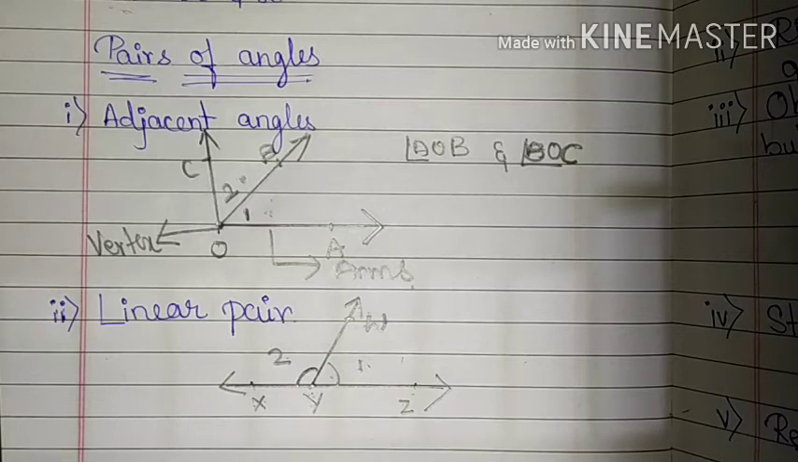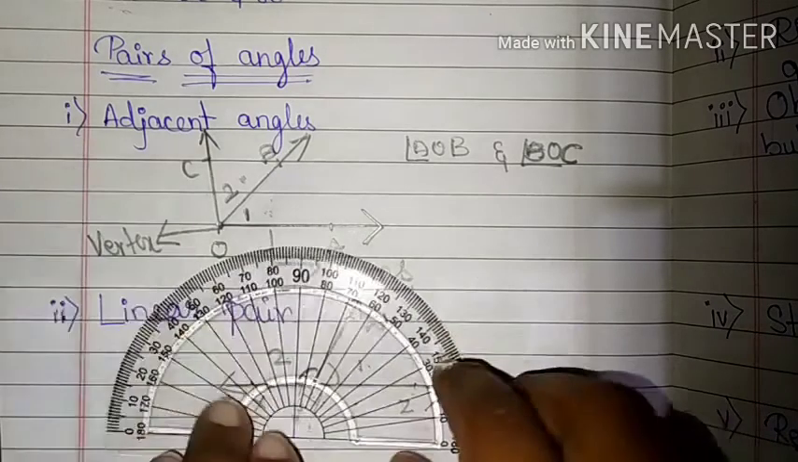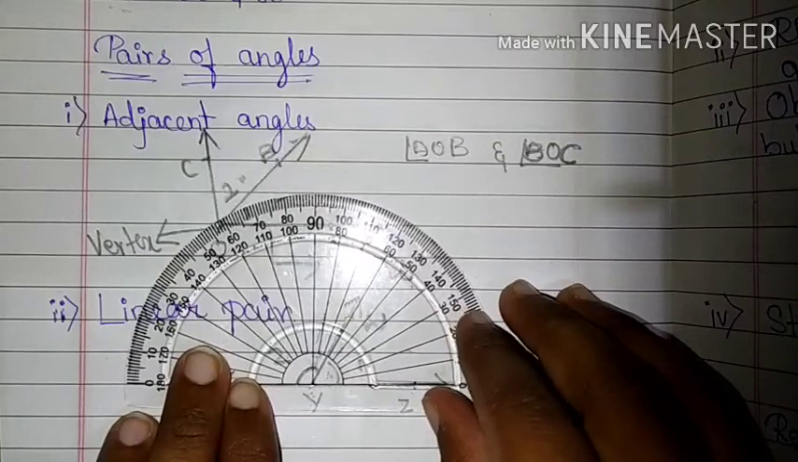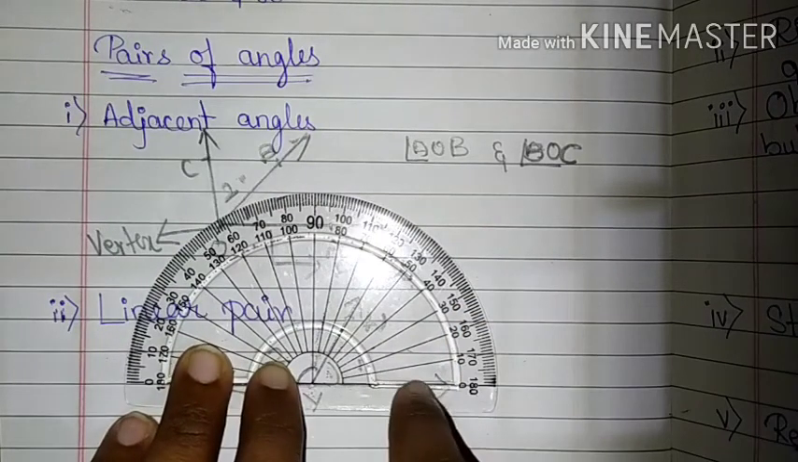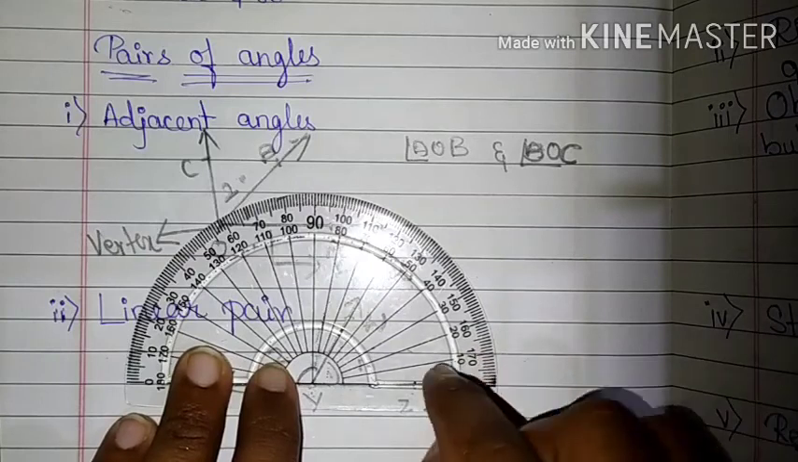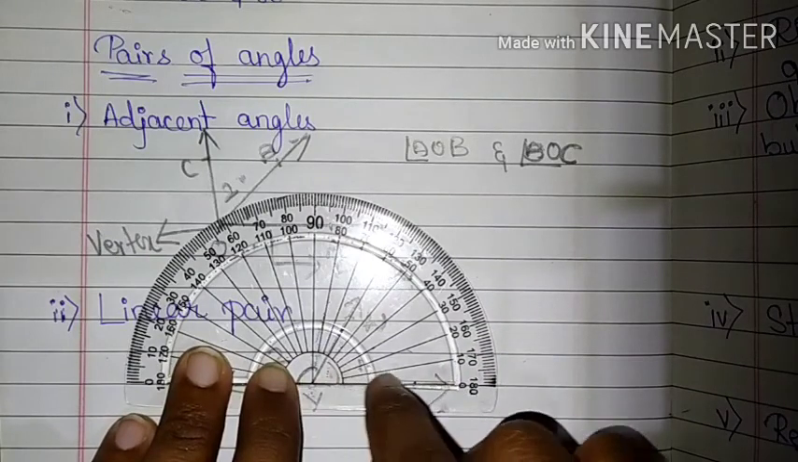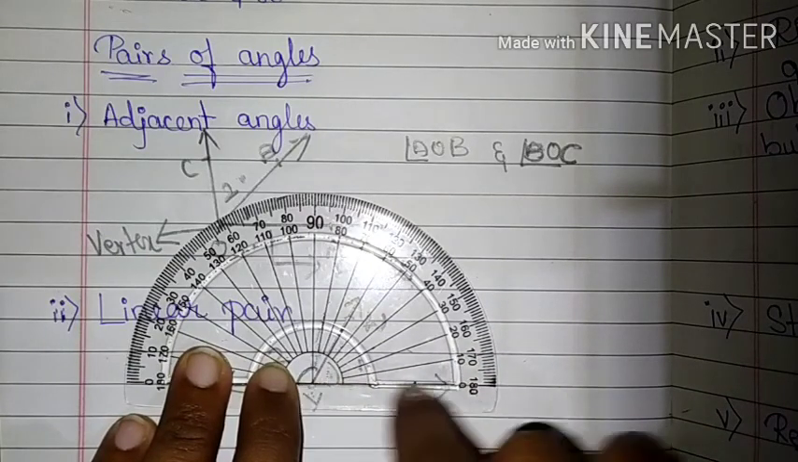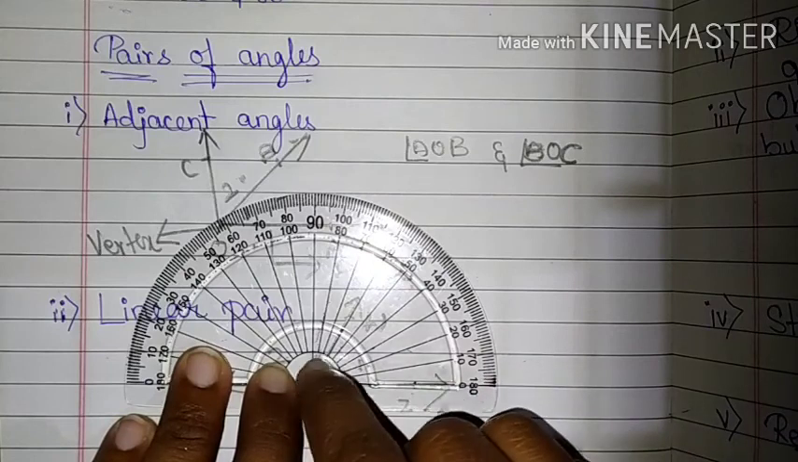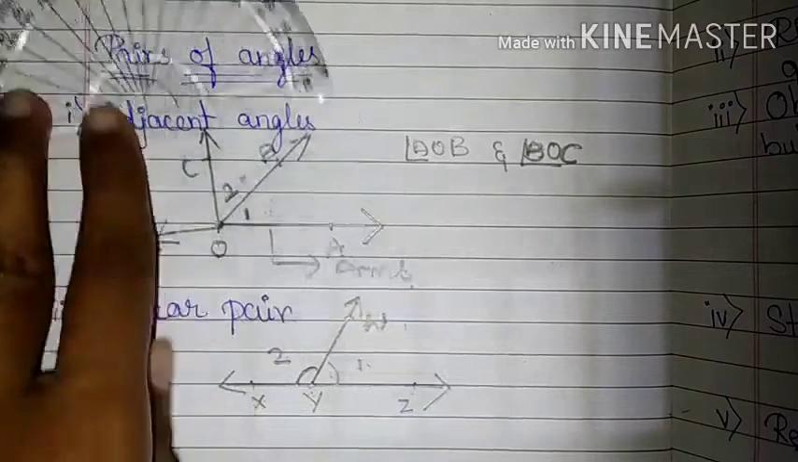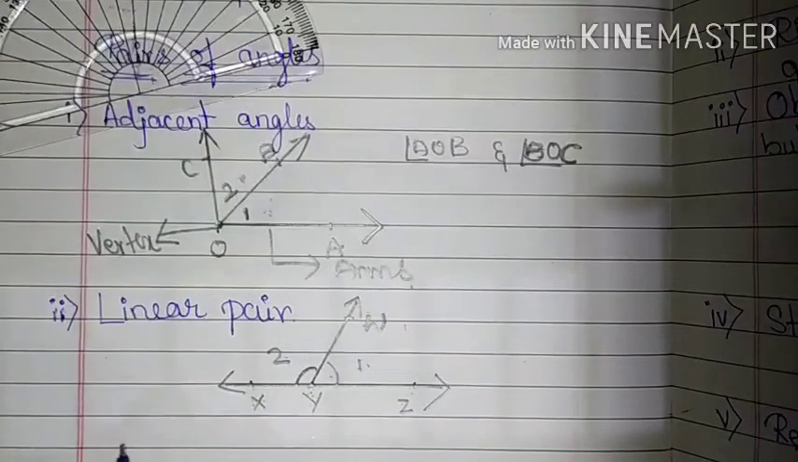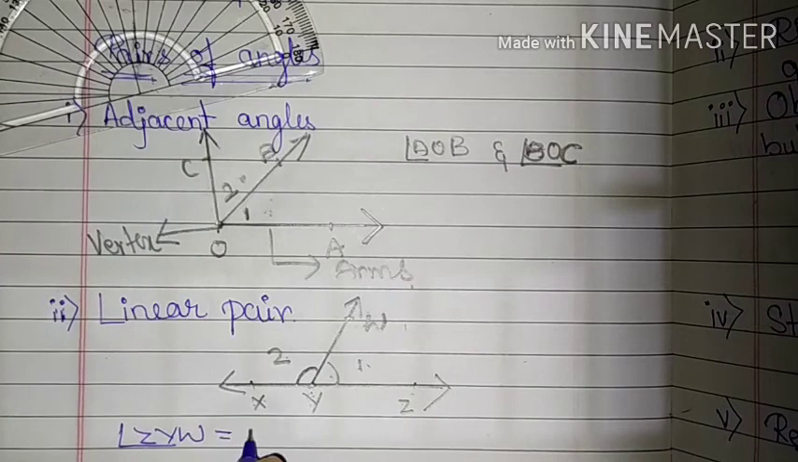So now let us take our protractor and measure them. Look here, first angle ZYW. This is our angle from 0 here. Make sure that your lines coincide with the ray. So 0 degrees, and here we have W. It coincides at 60 degrees. So our angle ZYW is equal to 60 degrees.